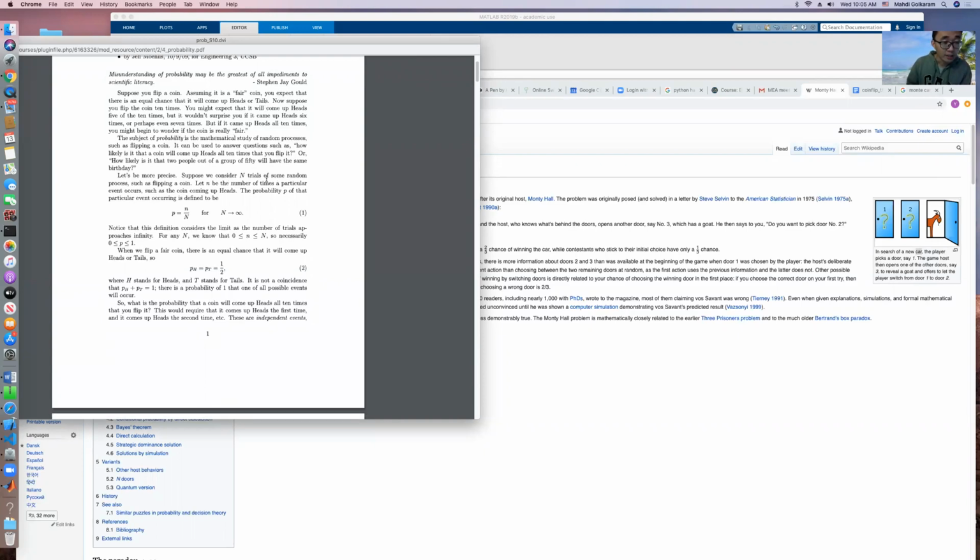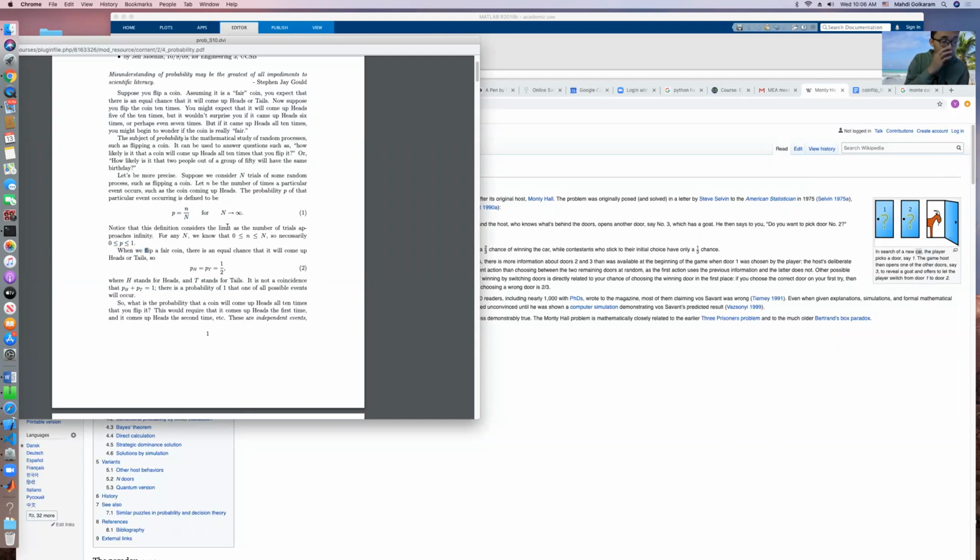Suppose we have big N trials of a random process like flipping a coin, and small n is the number of times a particular event occurs, like the coin coming up heads. In this way, the probability of the coin coming up heads is defined like this: n is the number of times this event happens, and capital N is the total number of trials. When we do a large enough number of trials, we can get the probability by this formula. Also note that small n is always smaller than or equal to big N, so the probability is always between 0 and 1.